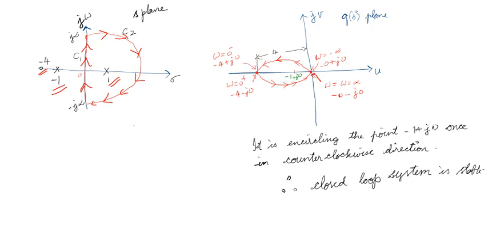So from the plot, I can say it is encircling the point minus 1 plus j0 once in the counterclockwise direction. So the closed loop system is stable. That's the conclusion. Okay, right.